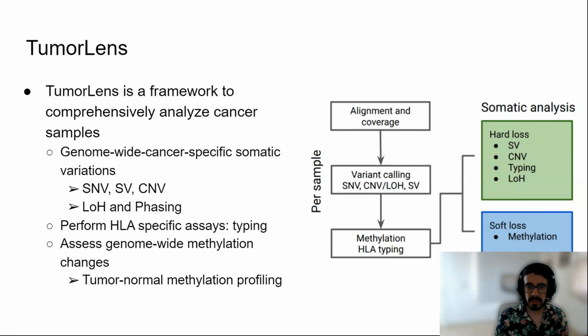Then we perform an HLA-specific assay, which is typing. As I mentioned before, HLA-3 was a type. There are many types because these genes are highly polymorphic, so it's important to know which types we are dealing with in each individual. And then we do a genome-wide methylation changes analysis by tumor-normal methylation profiling. So in the end, we'll have either the hard loss, which is structural variants, CNV, typing, and loss of heterozygosity, or the soft loss based on methylation. I'm going to show you a couple of examples now.